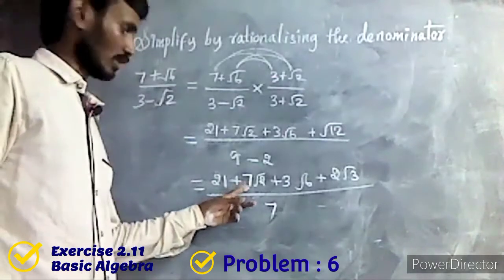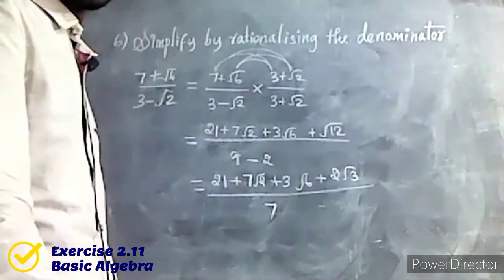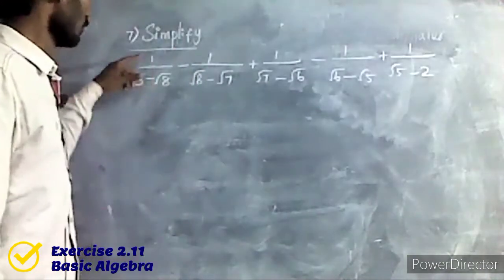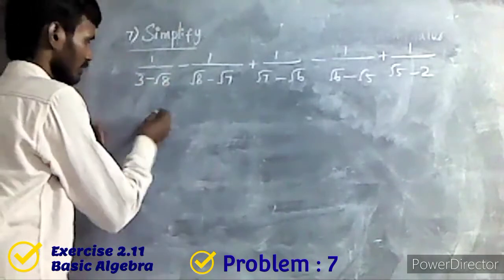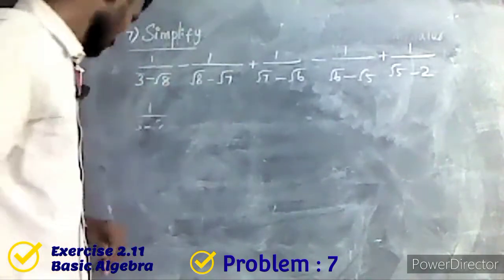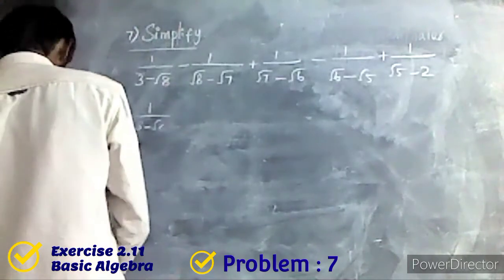It is 7 root 2, not 2 root 2. Simplify 1 by 3 minus root 8. So now I will consider the first term only. This 3 minus root 8, its conjugate value is 3 plus root 8.